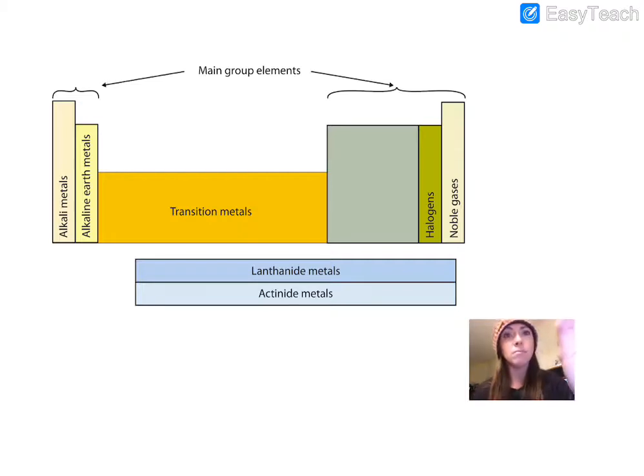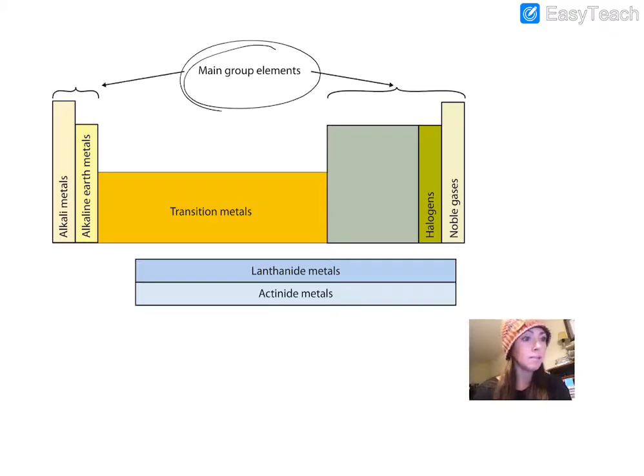So again, remember that these are your main group elements, all right? So that is groups 1 and 2, and then groups 13 through 18. So this is groups 13 through 18 right here, and then groups 1 and 2 over here, all right? Now, don't forget the valence electron count. It's always 1, 2, 3, 4, 5, 6, 7, 8, with the exception of helium, which only has 2.